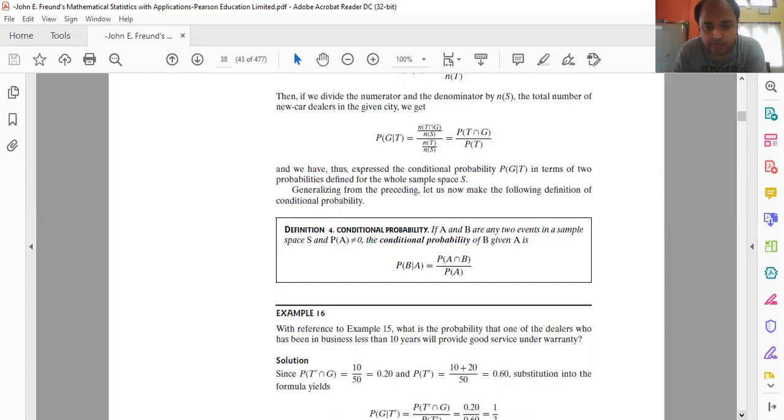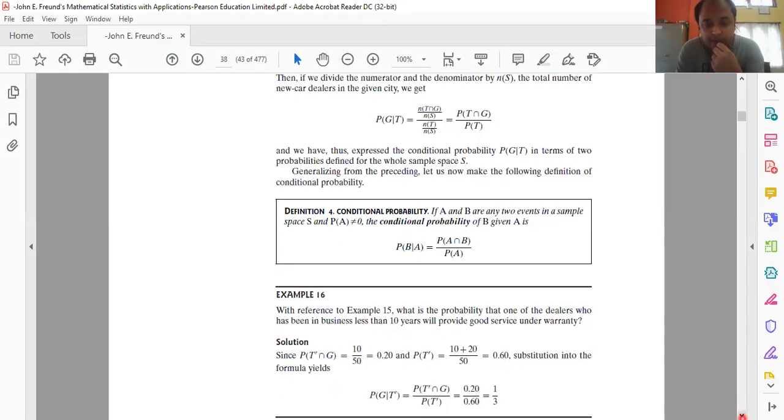Now look at this problem number 16. The problem number 16 is saying, with reference to example 15, what is the probability that one of the dealers who has been in business less than 10 years will provide good service under warranty?